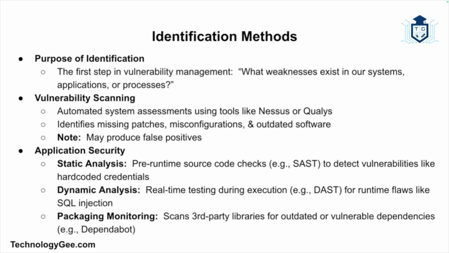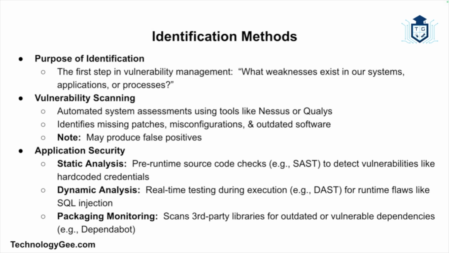Next, we have application security. Applications require their own set of checks, and here's how to approach them. The first way is called static analysis, and this examines source code before the application runs. Tools like static application security testing can detect potential vulnerabilities such as hard-coded credentials or insecure functions.